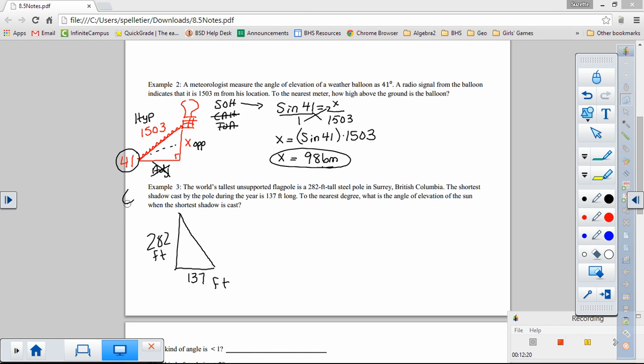To the nearest degree, what is the angle of elevation of the sun when the shortest shadow is cast? So if we imagine the sun is out here casting its shadow, it wants to know the angle of elevation. So it wants to know this angle. That means we need to find that angle. This is the one we want to know, the angle of elevation. So let's figure this out.